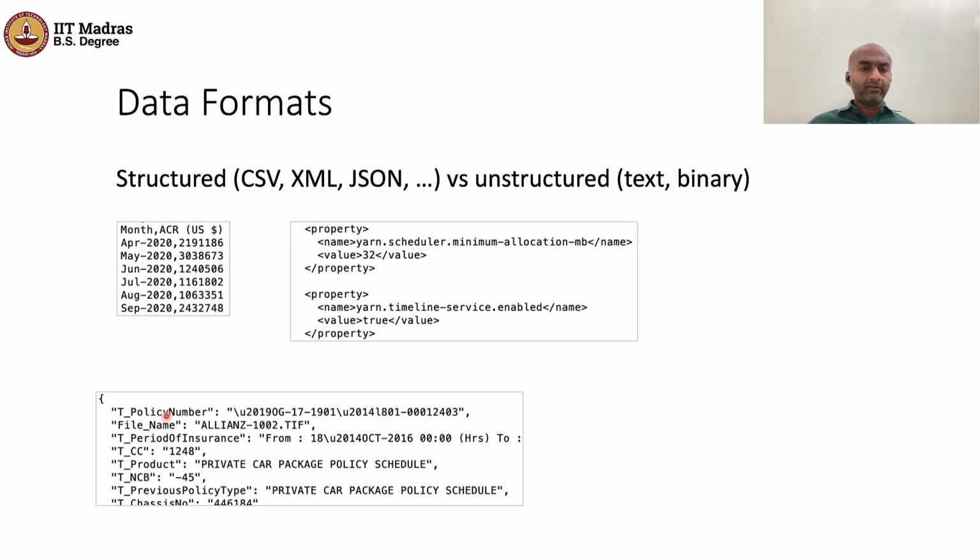So here the key value pairs themselves are free form, right? Here I've used T_policy number as a key. Another example is file name, _name, etc. The value can be characters, can be special characters, can be embeddings, can be values, can itself be free form text, like in this case, from colon to colon, etc. So again, maximum flexibility.